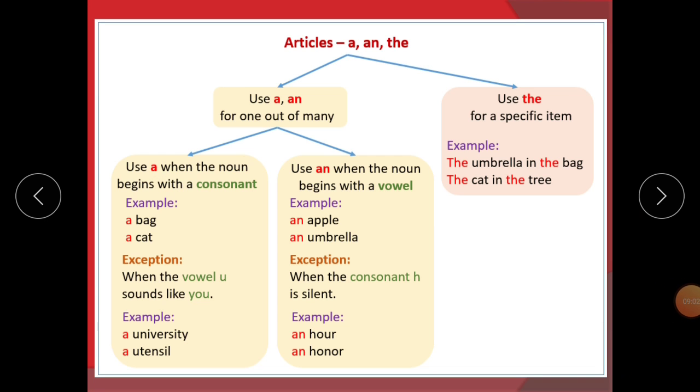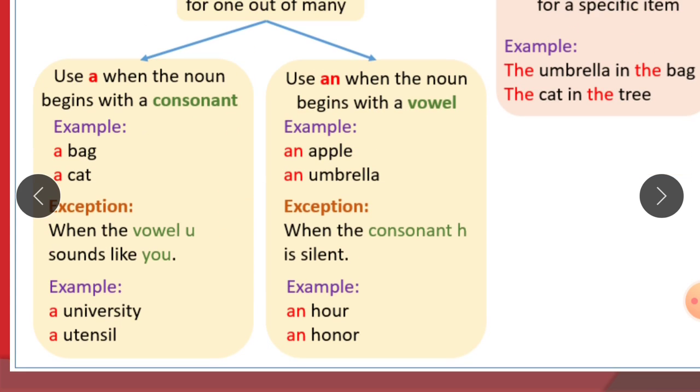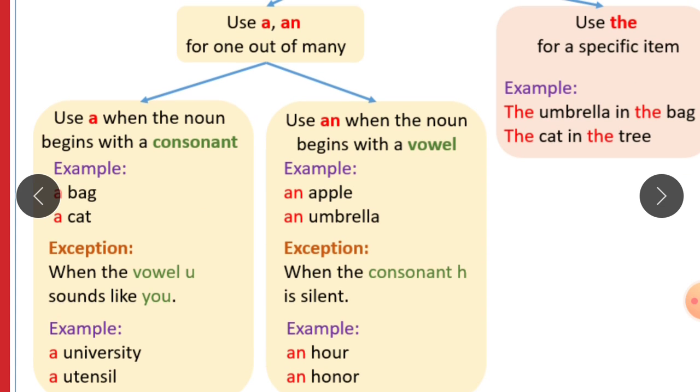Let's revise articles a, an, and the. First of all, let's take the use of a. Use a for one out of many. Okay, use a when the noun begins with a consonant. For example, a bag, a cat. Okay, and an exception is when the vowel u sounds like y-o-u, y. Remember this thing, beta. Then we use a: a university, a utensil.